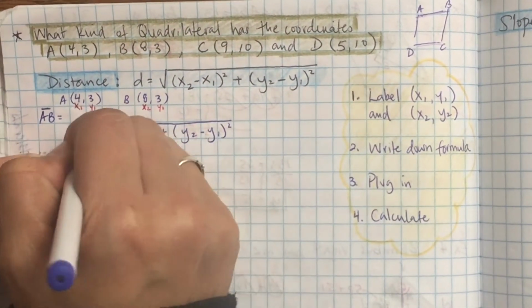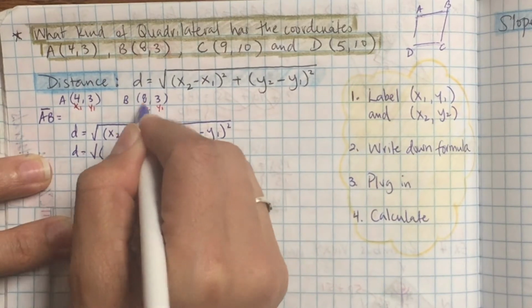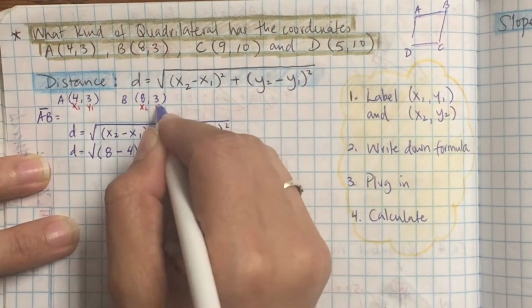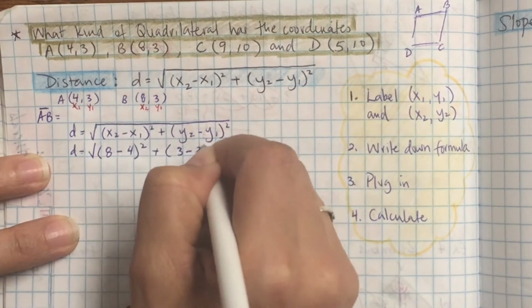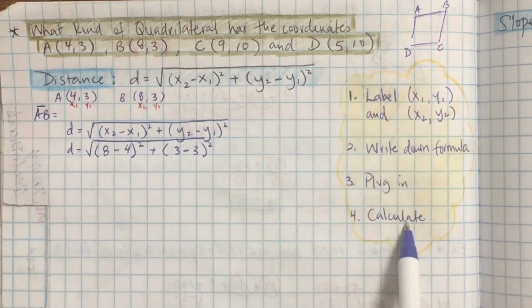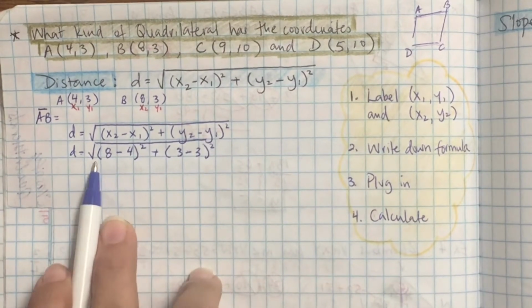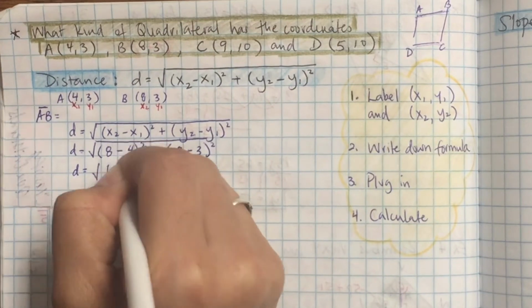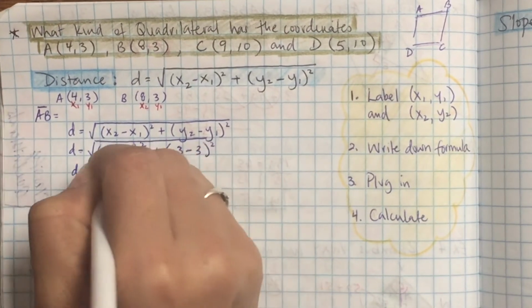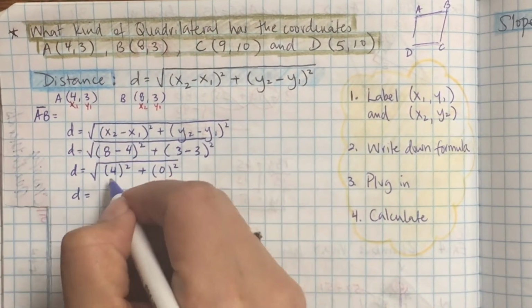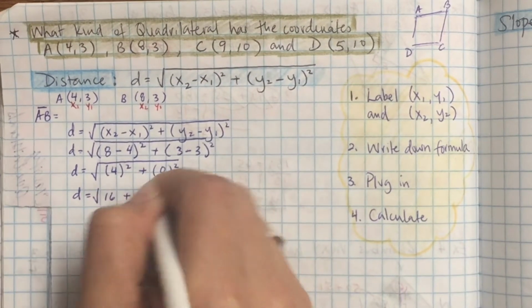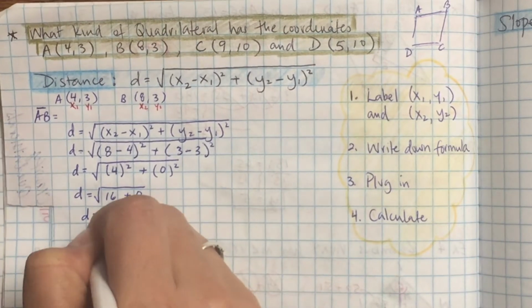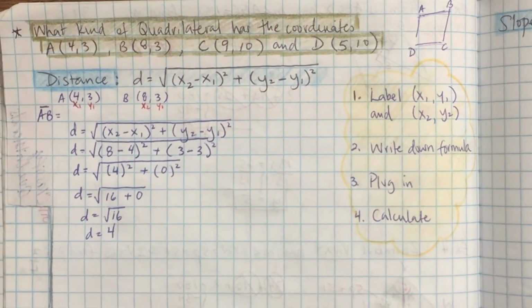Alright, plug it in. So we're going to go d equals the square root of x2, which is 8, minus x1, which is 4, squared, plus y2, which is 3, minus y1, which is 3, squared. And then calculate it. So the distance is the square root of 8 minus 4 is 4, squared, plus 3 minus 3 is 0, squared. And then what's 4 squared? 4 squared is 16, plus 0 squared is 0. So 16 plus 0 is 16, so square root of 16 is 4. That's how you do it without a calculator.